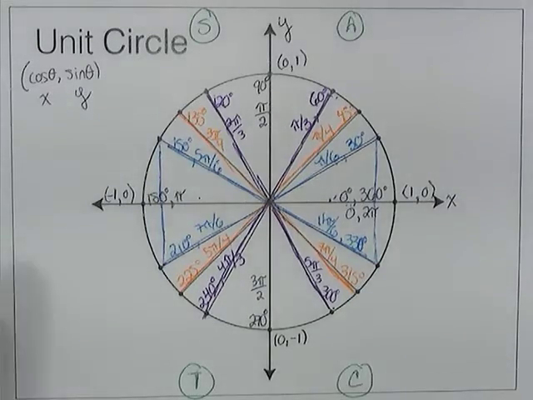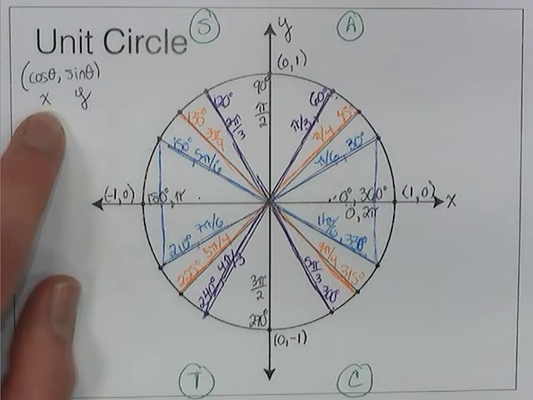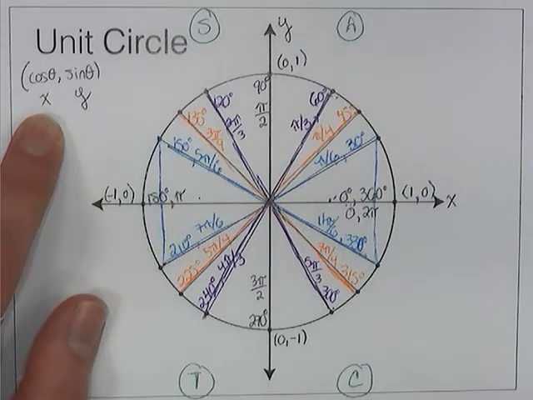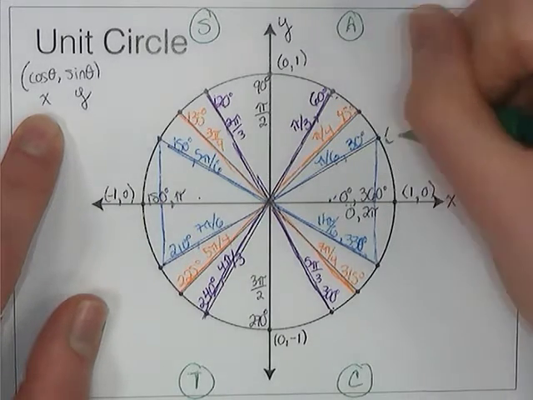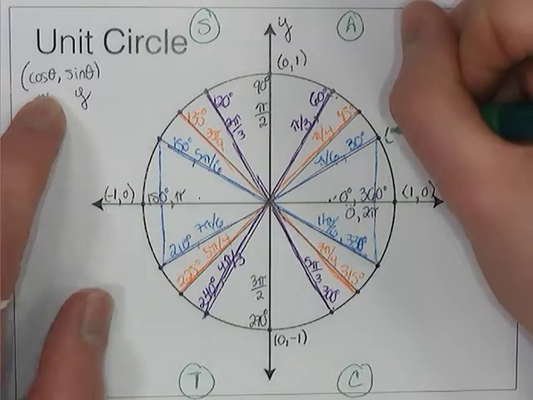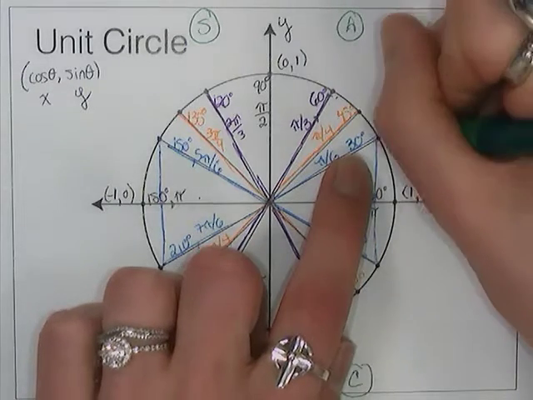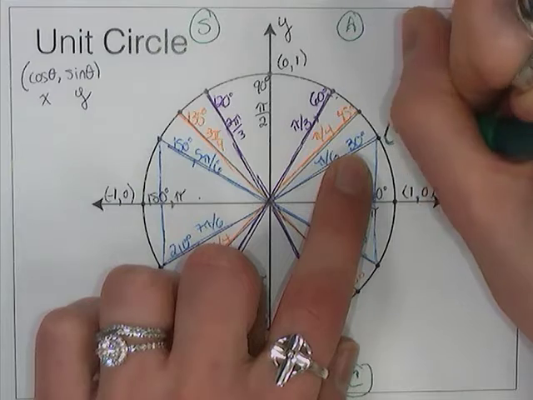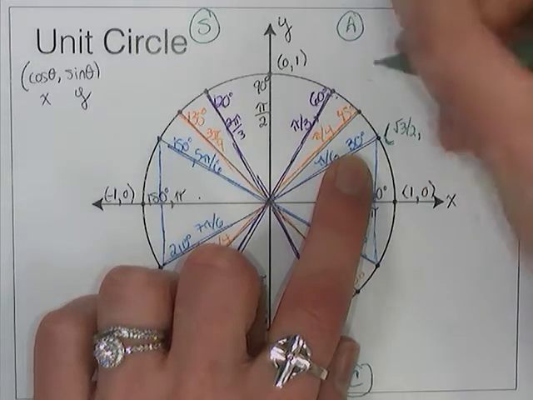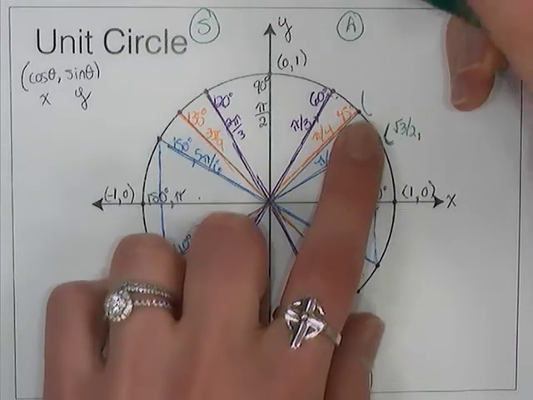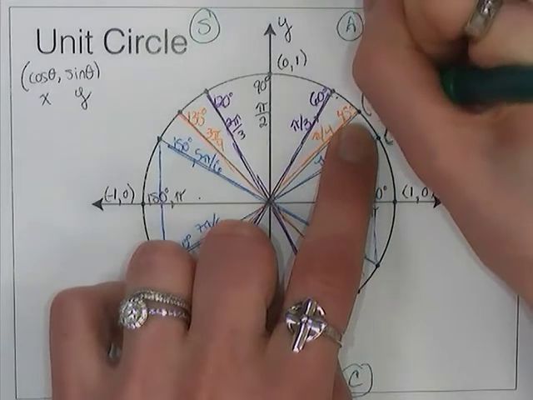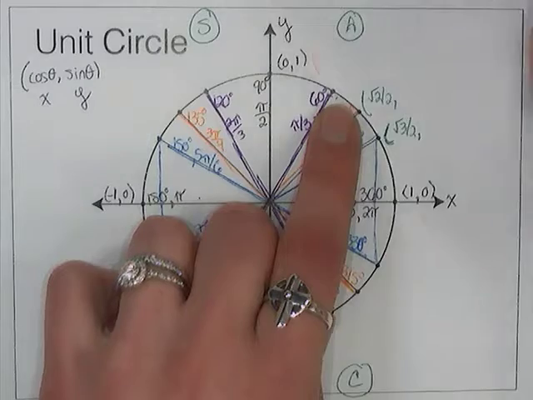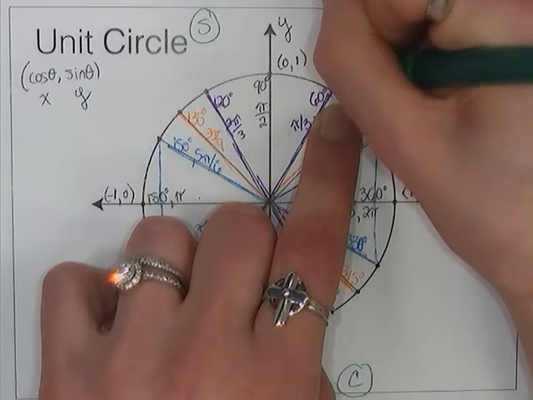Okay, so let's go through with our cosine values. So we're going to give all our x coordinates first. Okay, so right here, our x coordinate is given by cosine. Cosine of 30 is √3/2. Here, cosine of 45 is going to be √2/2. Here, cosine of 60 is going to be 1/2.